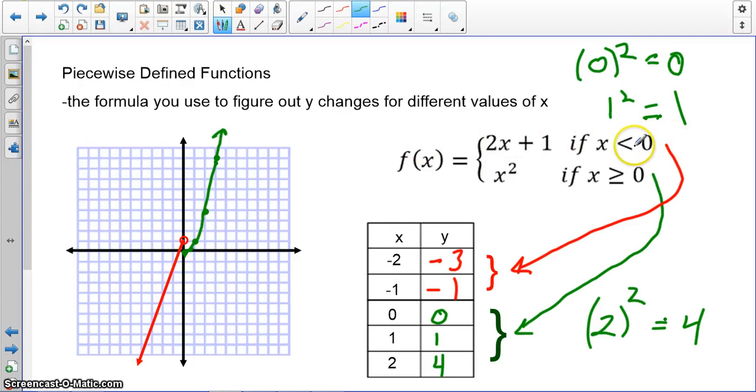All right, so it's a linear equation while x is less than 0, and remember what happens is x is less than 0 over here on the left of the graph, so that's why it's a line on the left side of the graph. Then when x is greater than or equal to 0, you get x squared, which is a parabola, and that's why it's a parabola over here on the right. So there you go. Hopefully that's enough to help you with piecewise defined functions.